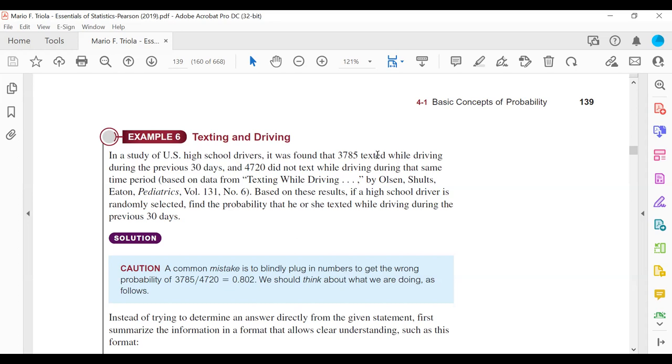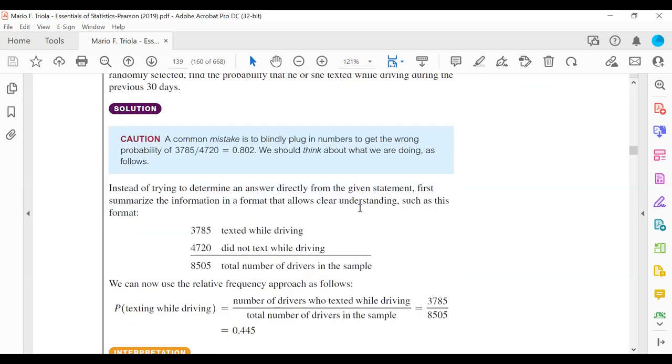Now, notice this one, we need to figure out the parts and the total. Well, they don't give us a total. They gave us the count of the ones that text, and they gave us the count of the ones that did not, which means I have to figure out the total on my own. So what do I do with those two numbers? Well, I have to add those two numbers, the 3,785 plus the 4,720, add them together, and that would give us our total.